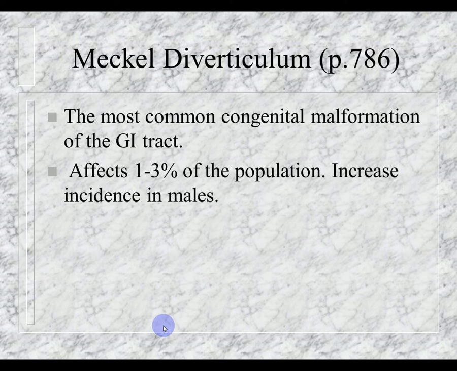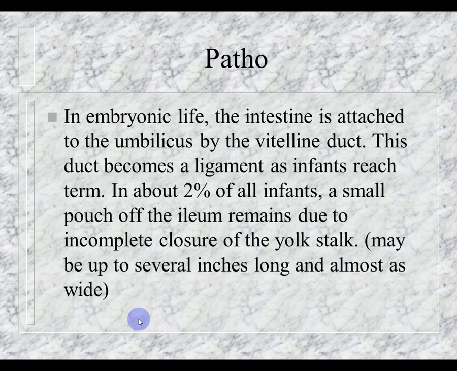Let's move to page 786, Meckel's diverticulum. This is the most common congenital malformation of the GI tract. It affects 1 in 3% of our population, more in the males. If you look at the patho, what's happening is in the embryonic life, this occurs early on, the intestines is attached to the umbilicus by a vitelline duct. That duct becomes a ligament as that infant reaches term.